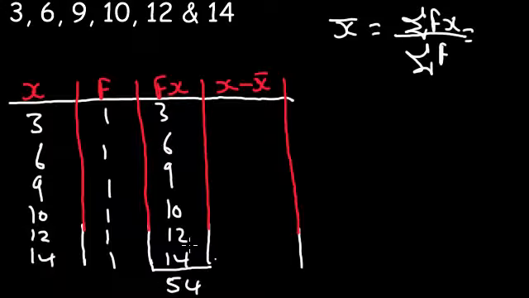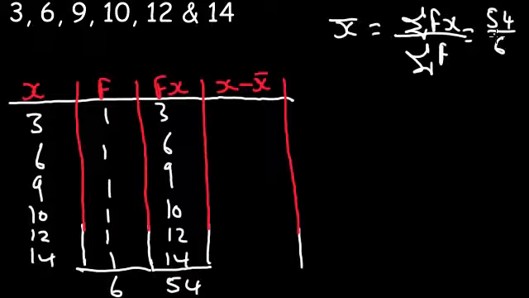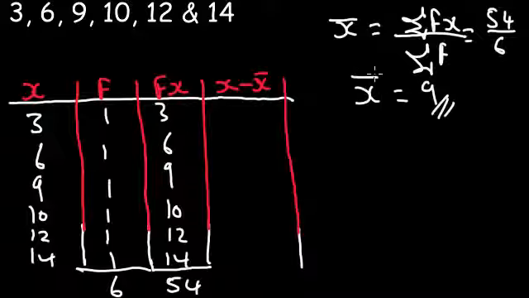Now, how about the summation of f? As you can see, they are just 6 in number. Summation of f will be nothing but 6. Therefore, x bar, which is simply the population mean, will be 54 divided by 6, and 6 in 54 gives us 9. So x bar is simply 9. And that's it. Now let's find x minus x bar respectively.